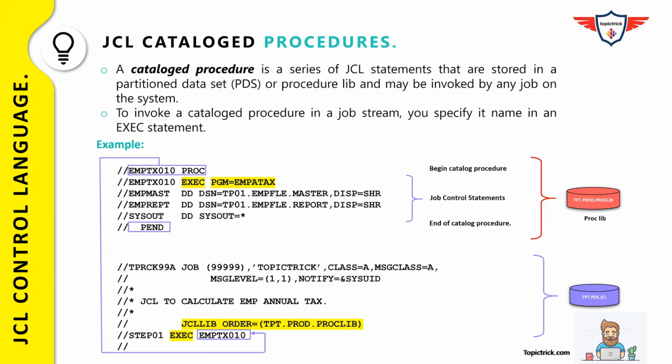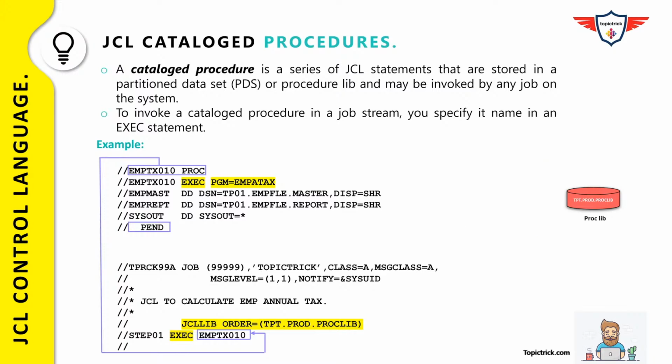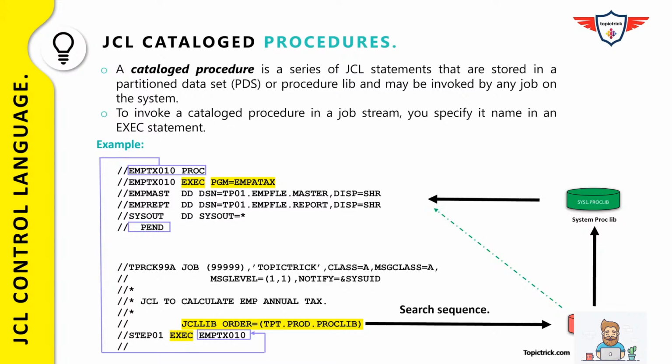Now let's look at the search sequence of this particular example. Because I've specified the JCLLIB, the system will by default search for the catalog procedure in my personal PDS, that is tpt.prod.proclib. And in case the catalog procedure is not present in the private library, then the system will try to retrieve the catalog procedure from the system library, that is sys1.proclib. Otherwise, it will just retrieve it from the private library and continue the execution of the job.